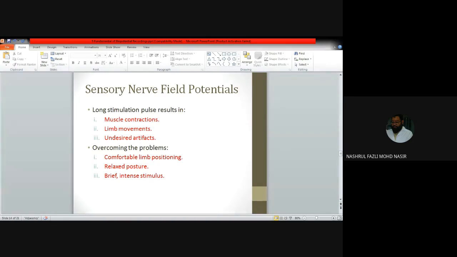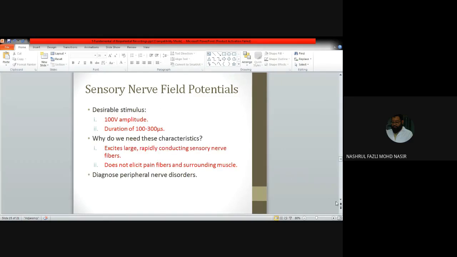So how are you going to overcome this? You should make the limb comfortable, with the patient in a relaxed posture, and make sure that the stimulus is short but intense. That will prevent long stimulation, to avoid all three of these problems from happening.